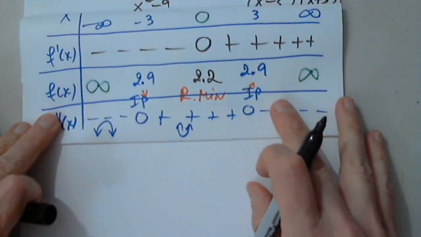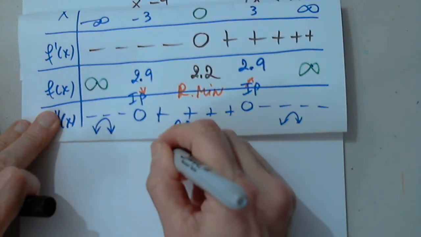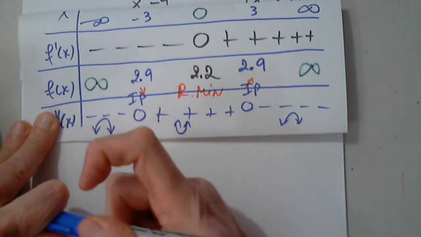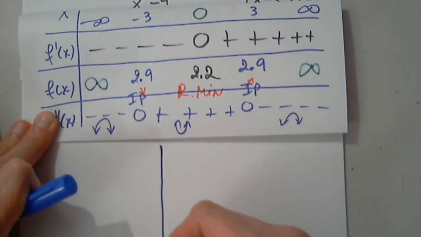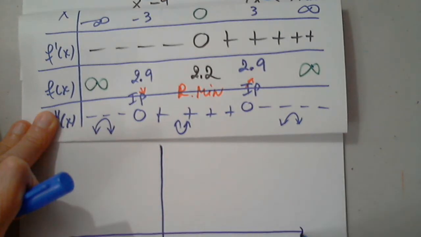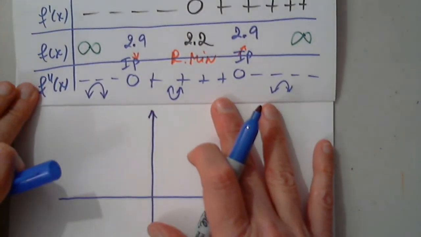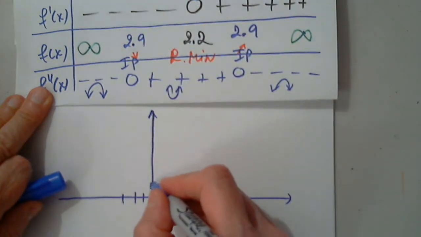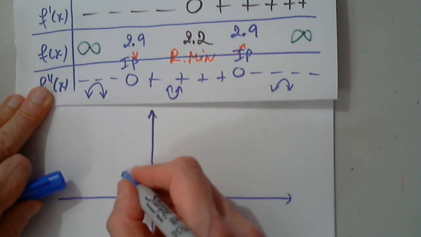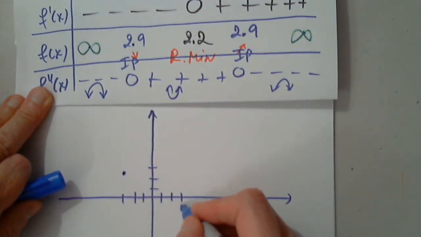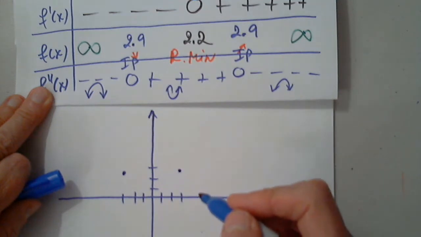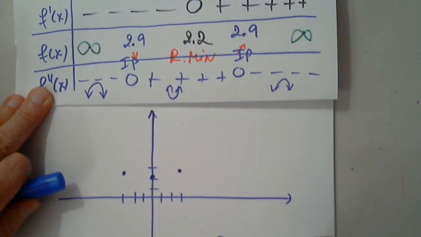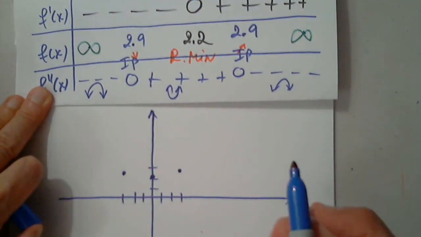So, by the way, very good pick, Quinn. Thank you. Oops. This needs help later on. Okay. -3, 2.9. +3, 2.9. 0, 2.2. That's all the points I have.